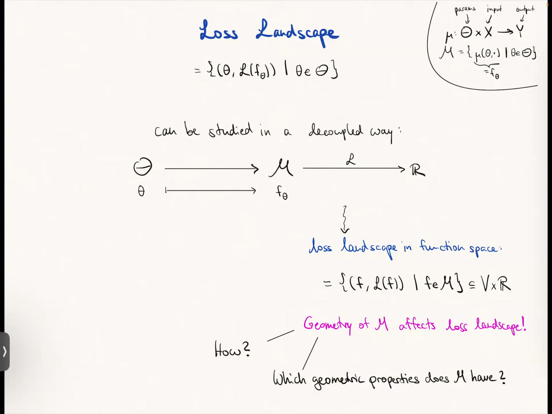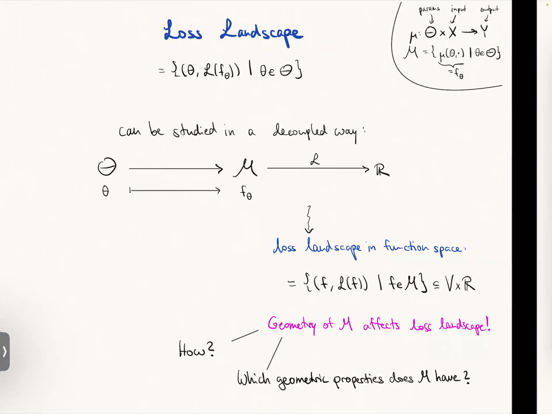And the questions I care about are: first, what type of geometry does M even have? And second, how exactly does it affect the geometry of the loss landscape? And of course, you can add more questions, like third, what if I take this limit? What happens in the limit if I go to analytic or continuous activations and so on?